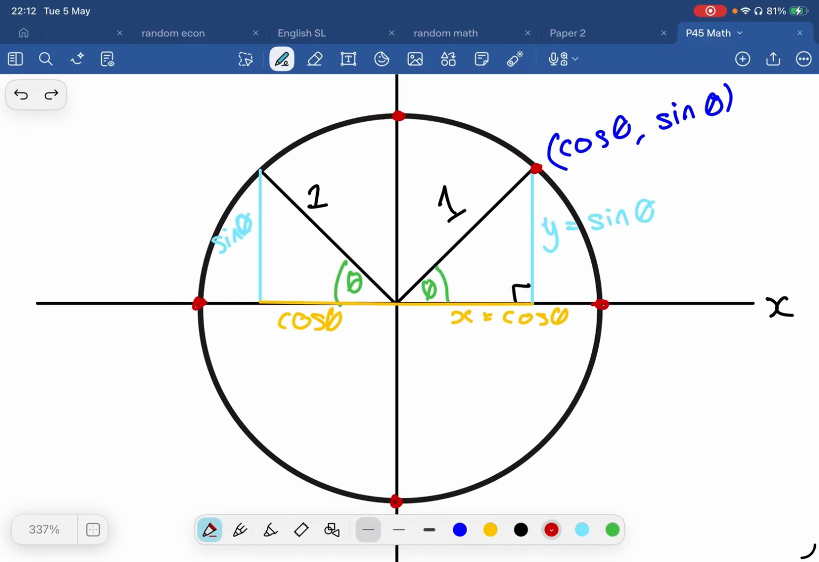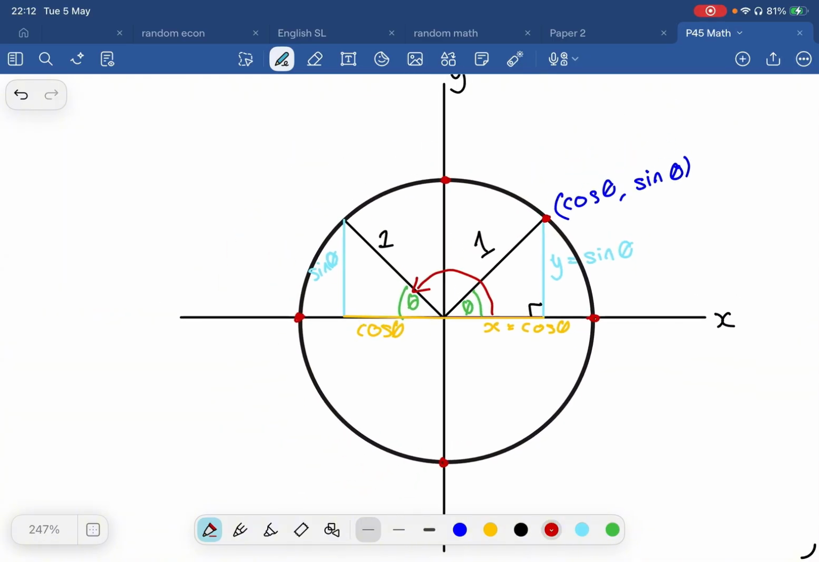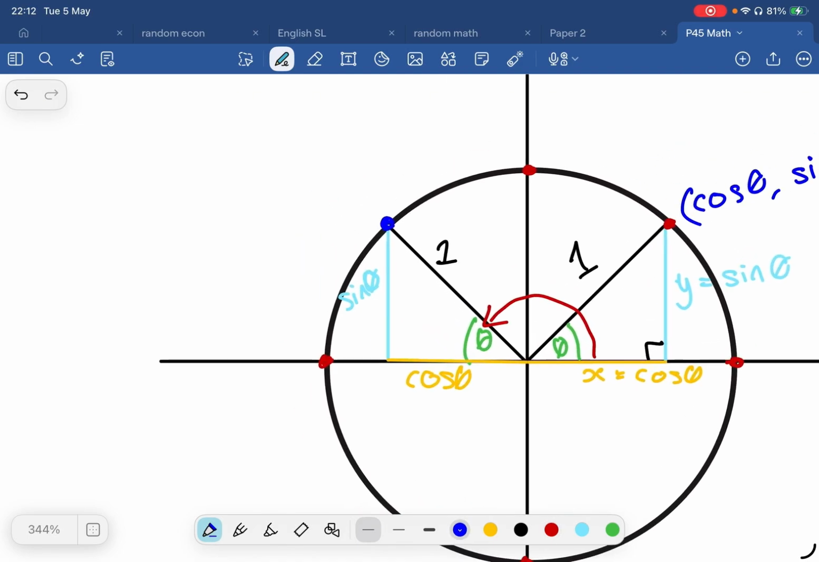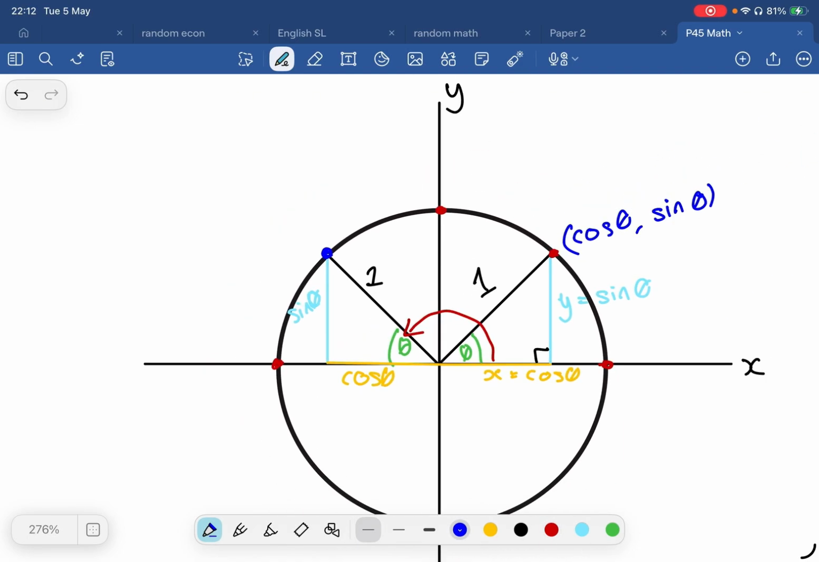Okay, so we know that angle now, that's 180 minus theta. Another thing we should know is how do we find this point? Well, you may think these triangles are exactly the same, so it would just be the same as this point, (cos theta, sine theta).